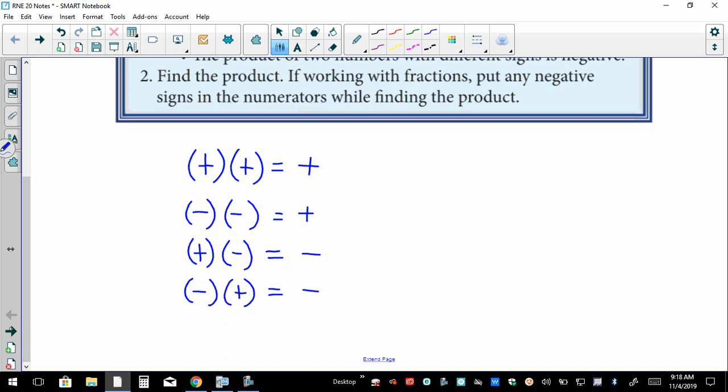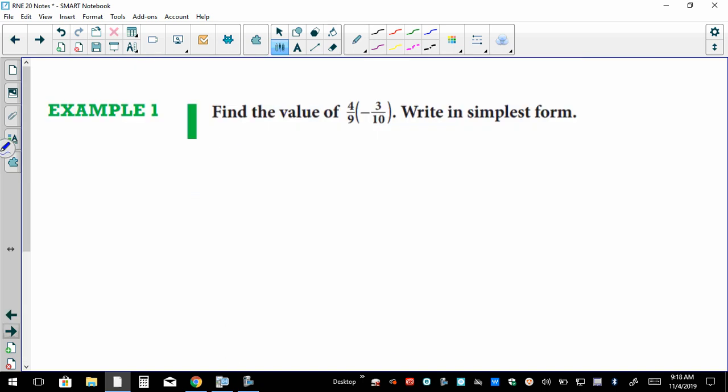The next page in your notes says this: find the value of 4/9 times a negative 3/10. Because it didn't copy real well on yours, rewrite it right down here so you can read it, okay? Because your copies aren't that good. So rewrite the original problem underneath. First off, before I start doing any math, is the answer going to be a positive or a negative number? It's going to be negative, because we have a positive times a negative.